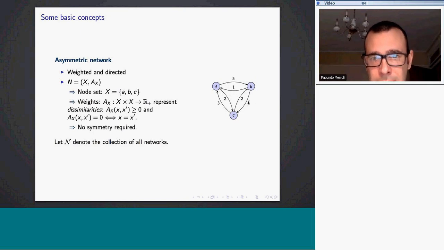On the right, you see an example of a network and also the way we tend to present or draw them. The weights associated to an edge are drawn above the edge. The script N will denote the collection of all networks. I'm going to be referring to that notation quite a bit.